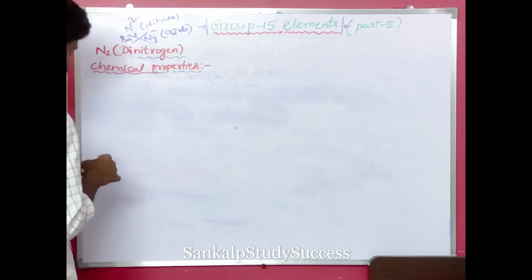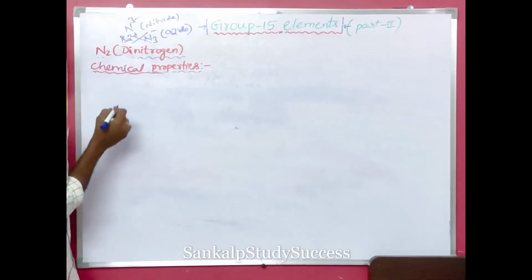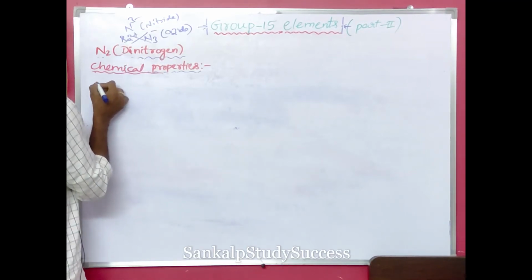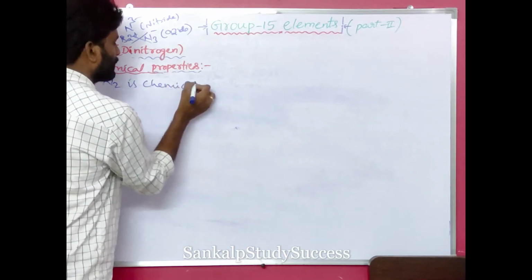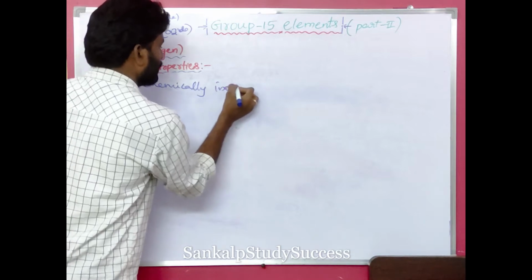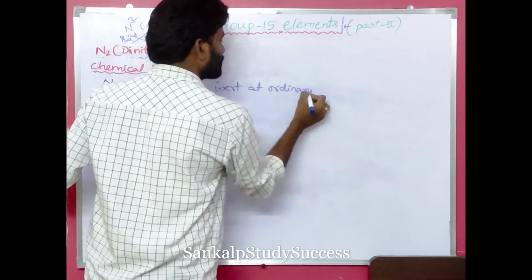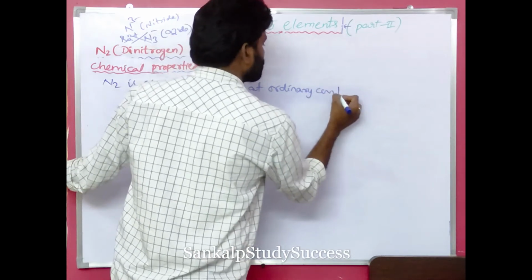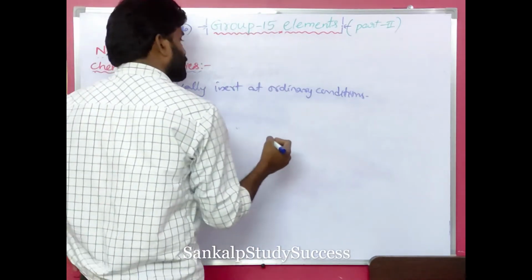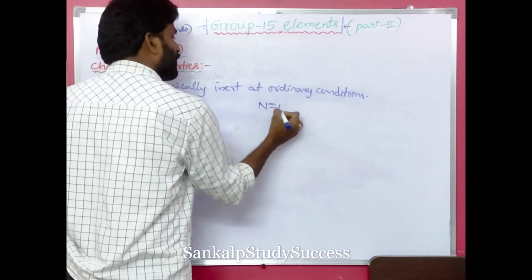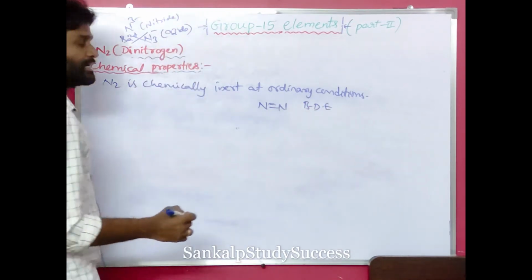Chemical properties of nitrogen. Nitrogen, N2, is chemically inert at ordinary conditions. Ordinary conditions means at room temperature. This is due to the triple bond, and its bond dissociation energy is very high.